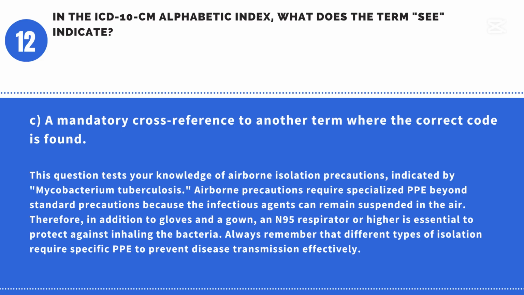Answer C. A mandatory cross-reference to another term where the correct code is found. Cross-references in the alphabetic index guide the coder to the correct main term. The "see" instruction is a mandatory direction, meaning you must stop looking under the current term and go to the term indicated to find the appropriate code. For example, if you look up a synonym for a condition and see "see" followed by another term, you must go to that second term to locate the code. Always follow the "see" instruction to ensure you are in the correct section of the index.